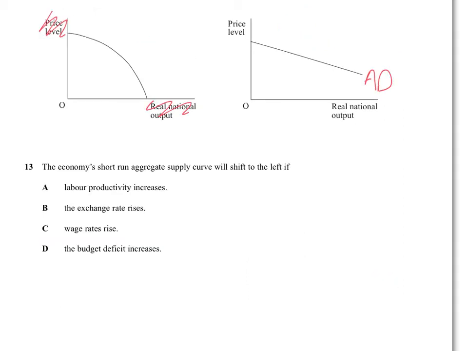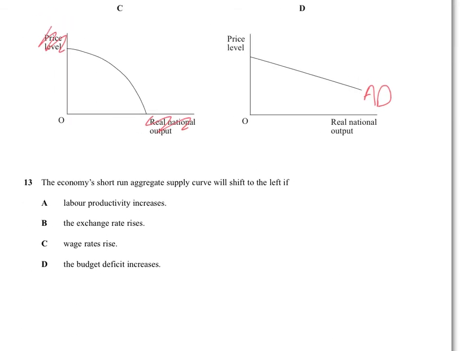Question number 13. The economy's short-run aggregate supply curve will shift to the left. Now we know short-run aggregate supply is to do with cost of production. So, if it's shifting to the left, the cost of production has gone up because firms are therefore going to supply less. So which of these ones would cause the cost of production to go up?